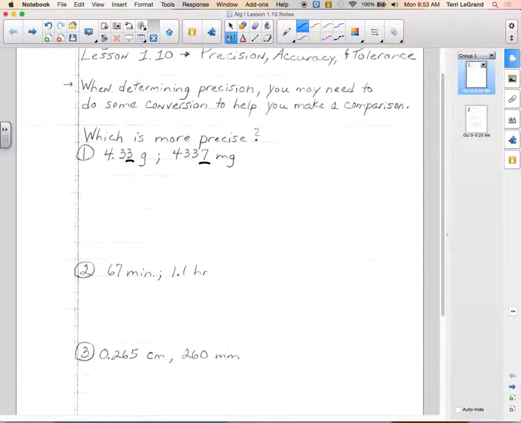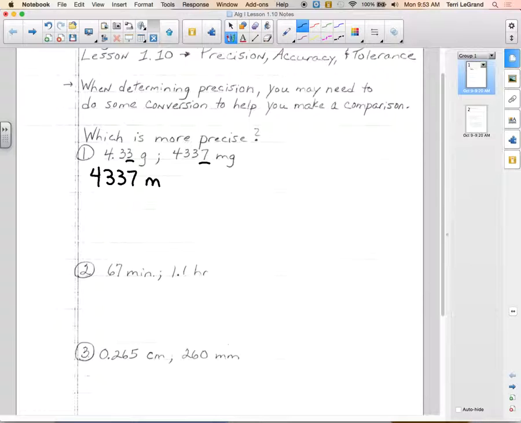But the reason that we can't make, so if we were making the comparison right now, we would say that this is more precise, wouldn't we, the 4.33 grams, because it's measured to a smaller unit. But we can't compare them right now, because it'd be like comparing apples to oranges instead of apples to apples. Okay? So we're going to change one of them to the other. Doesn't matter which one. Do you want to change the grams to milligrams or the milligrams to grams? Which one should we do? You get to make your call. You want to change the milligrams to grams? Okay, that's a conversion process. Okay, let's go.